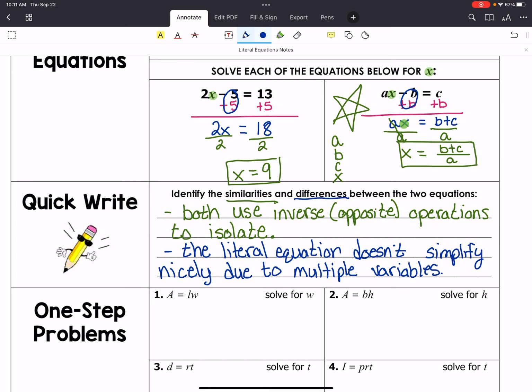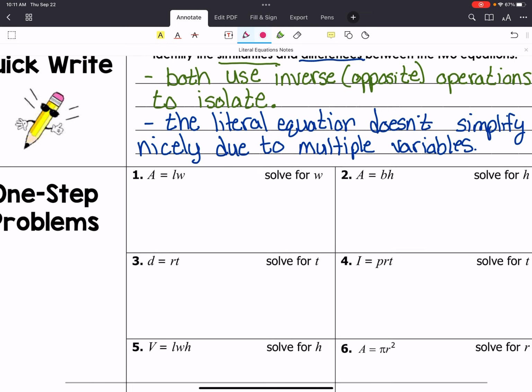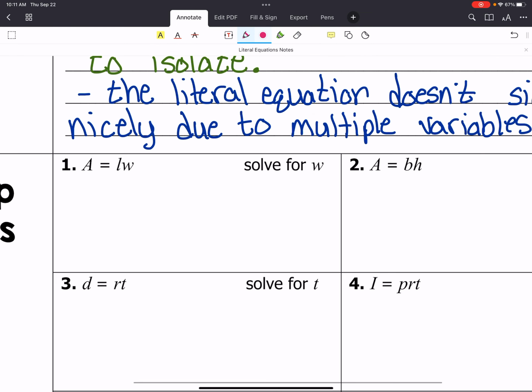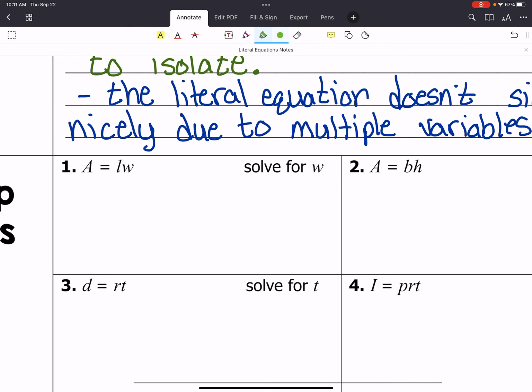So let's do some practice with this, shall we? Let's take a look at number 1. A equals L times W. Now, we probably know that's area equals length times width, but even if we didn't know that, it just wants us to solve for W. That means we're trying to get the W isolated to one side by itself.